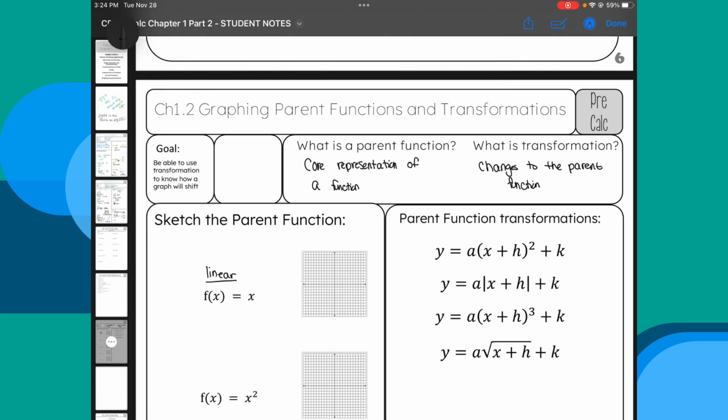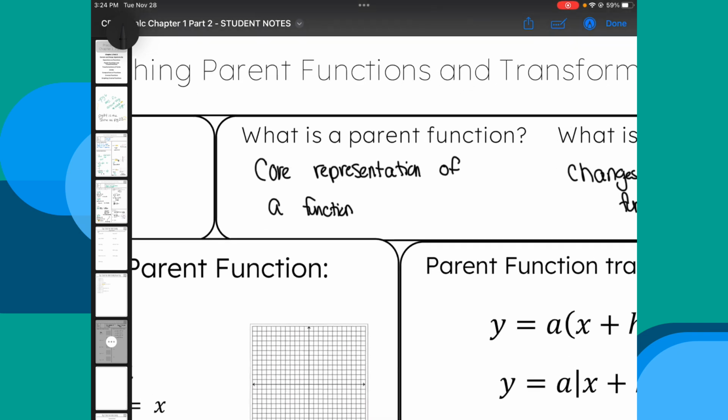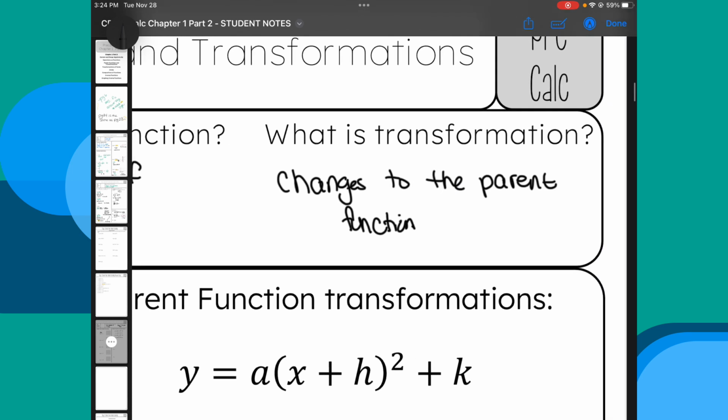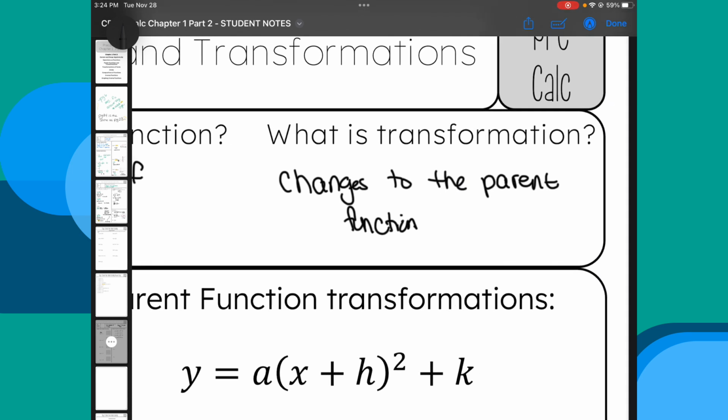Graphing parent functions and transformations. Parent functions are the core representation of a function. There's no additional numbers or symbols or anything. It's just really like the core function. Transformations are changes to that parent function. When we look at them in a graph, they could go up, down, left, right. They could be stretched, they could be compressed, or they could be reflected.